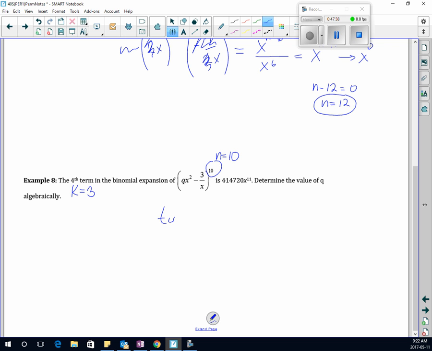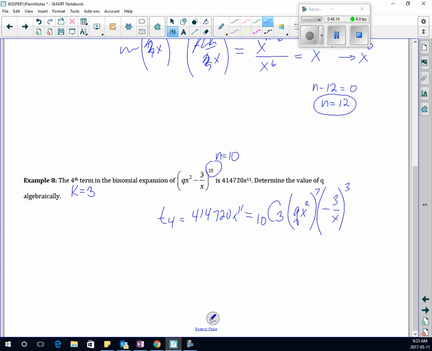Term 4, which is 414,720 x to the power 11, is equal to NCK. So 10C3, the first term, which is qx squared to the power 10 minus 3, which is 7. The second term, which is negative 3 over x, and that's going to be to the power 3. Everybody good with what I did there?